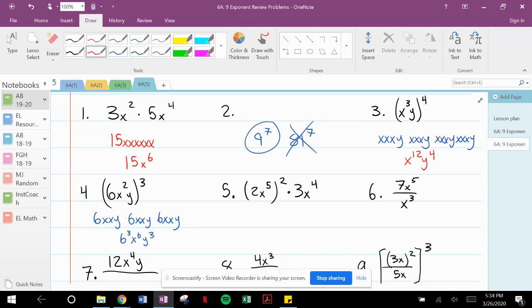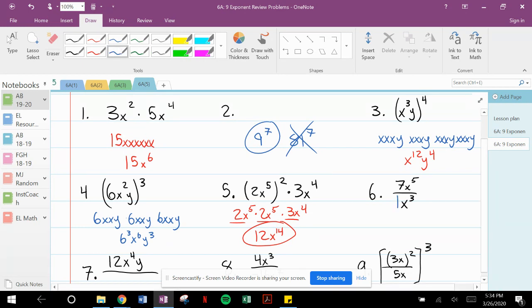In number 5, 2x to the 5th squared. Notice that the 5 does not apply to the 2. It only applies to the x. So I'm seeing 2x to the 5th repeated 2 times because of this 2 right there. And then 3x to the 4th. Now as I multiply the main numbers, 2 times 2 is 4, times 3 is 12. And then I count 1, 2, 3, 4, 5, 6, 7, 8, 9, 10, 14 x's there, 12x to the 14th.